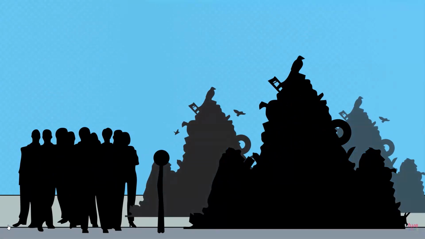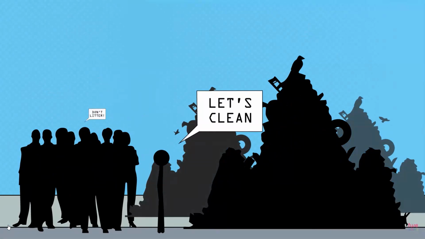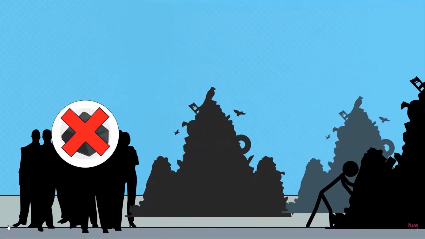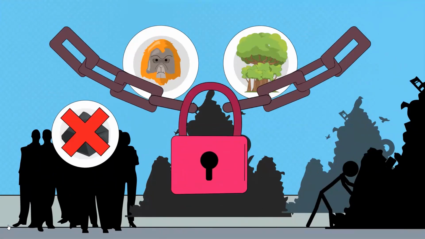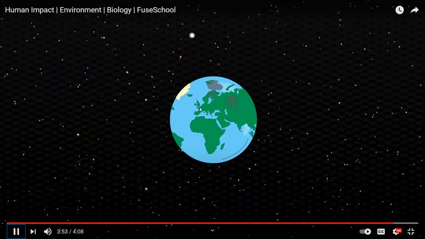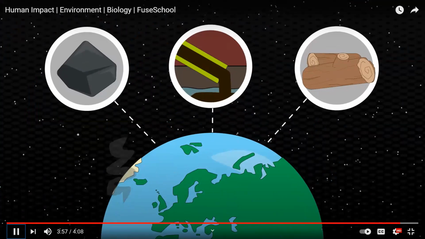But let's end on a happier note. There is some hope. People are coming to realise the impact we are having on the environment, and governments are aiming to cut down their reliance on fossil fuels and putting schemes into place to help protect forests and endangered species. So, in this video, you've learnt about how human activity has a negative impact on the Earth because of burning fossil fuels, deforestation, and creating waste.